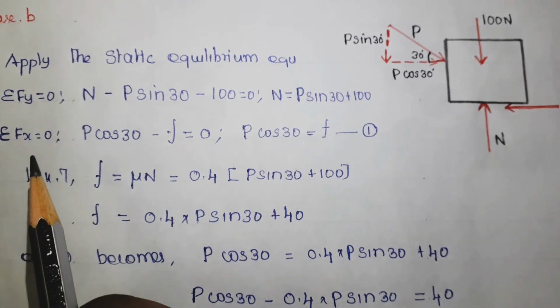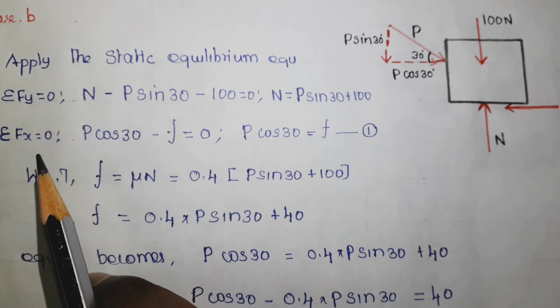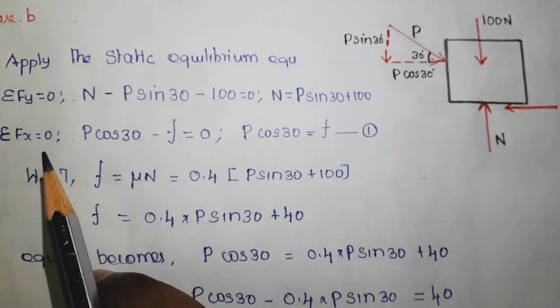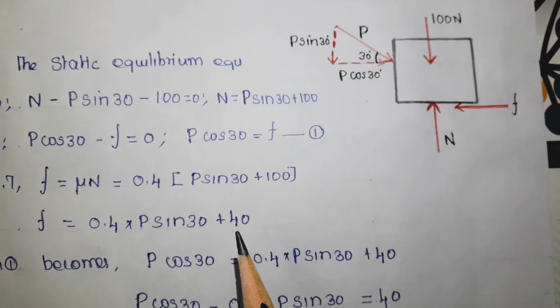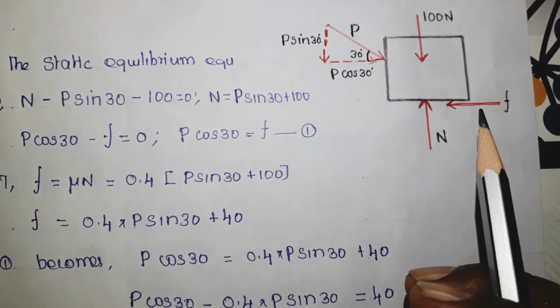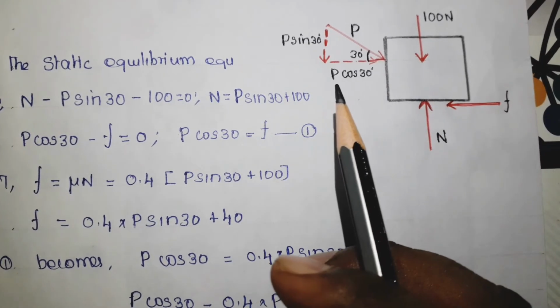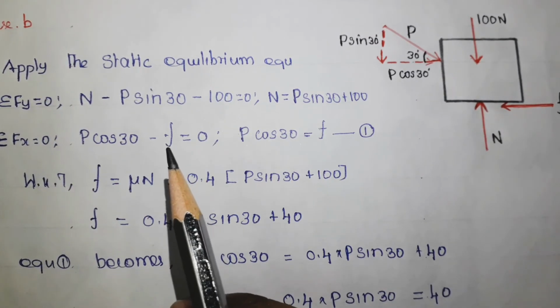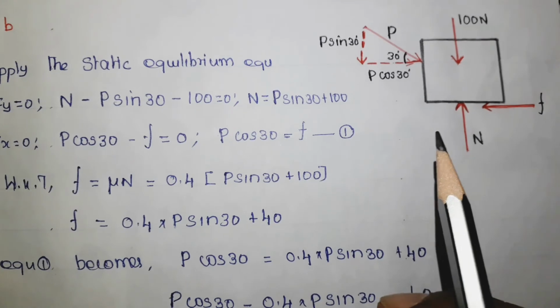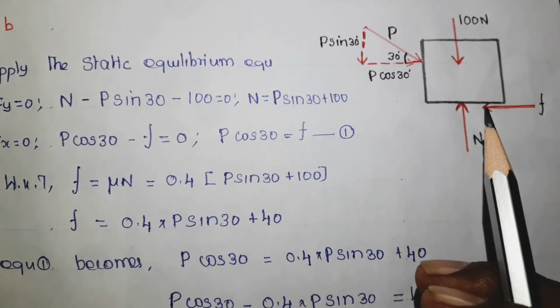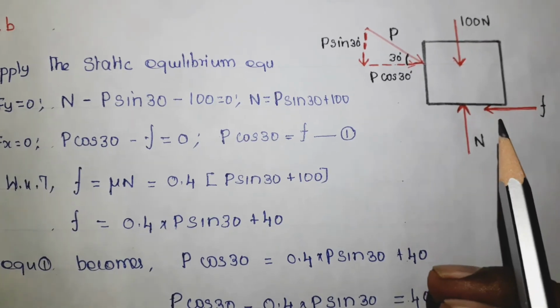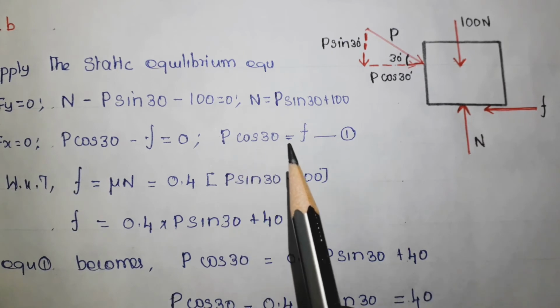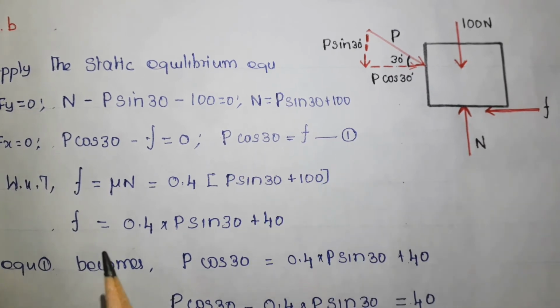Now next use the second equilibrium equation, which is the summation of all horizontal forces equal to 0. Now you just look here, there are two horizontal forces, one is the F and another one is P cos 30, and just substitute here. Here the friction should be minus because it is acting right to left. So P cos 30 equal to F. This is equation number 1.